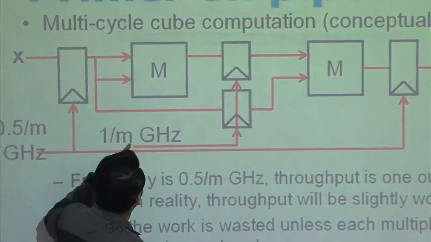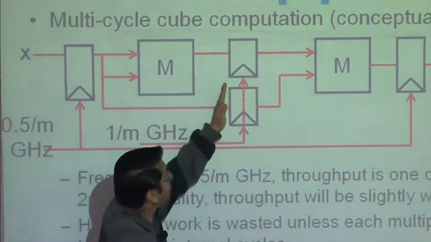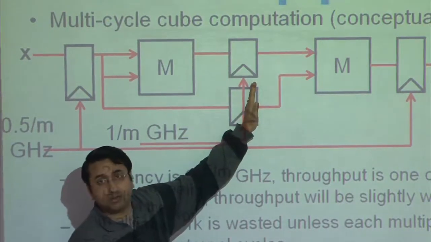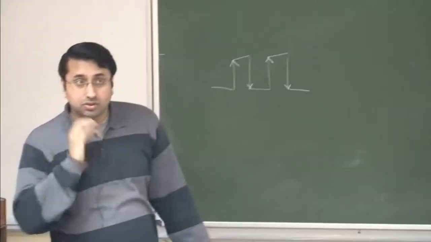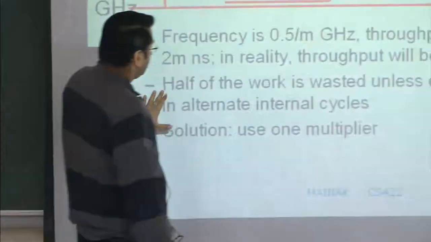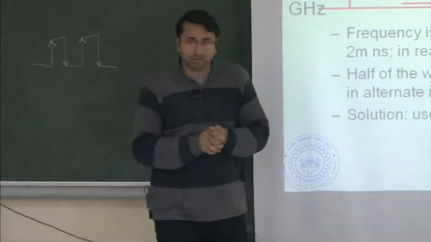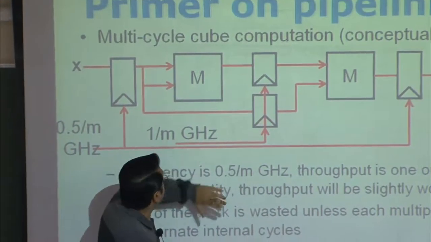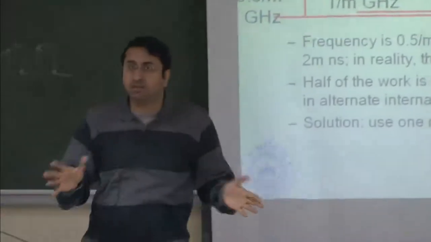So what will happen is that every m nanoseconds, this clock is going to strike. On the rising edge, I'll take whatever values are here, but only after some delay, these values will appear here. That delay will be taken into account when calculating the total latency of this circuit. Is it clear, everybody? Okay. As we introduce hardware, it's not coming for free. We are losing time here. Here we still waste half the work unless each multiplier is gated in alternate internal cycles. That's one option. I can say that at every alternate internal cycle, I'll disable this multiplier, if there is some way of doing that. Then essentially that will go to sleep. I'll not waste any energy or power switching that multiplier.